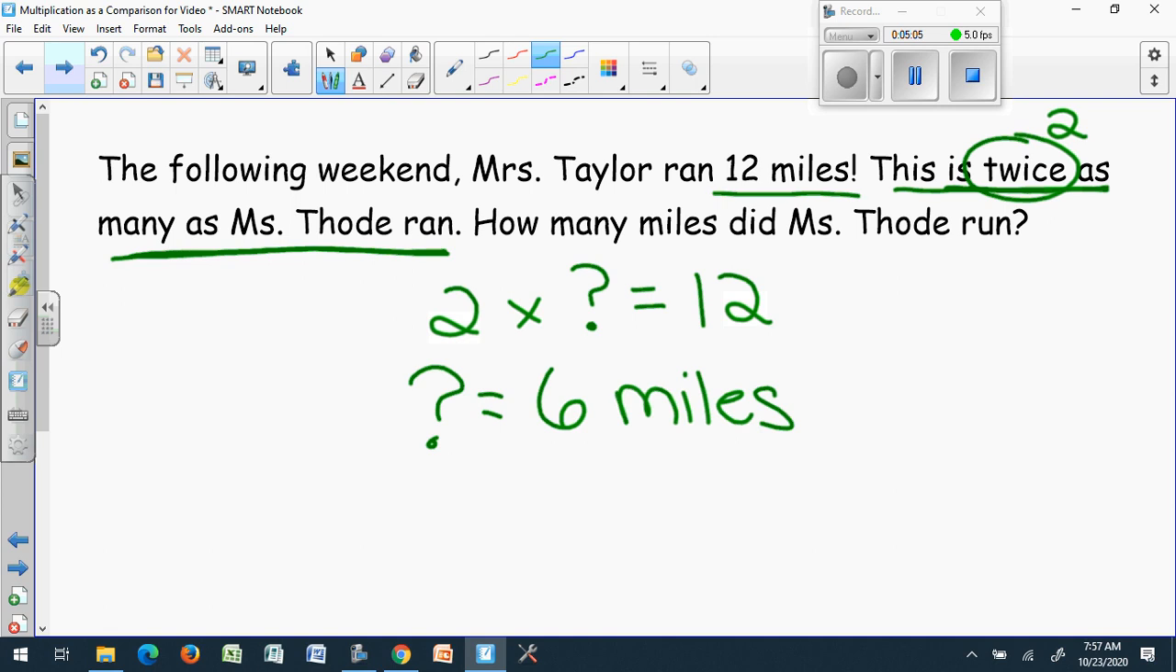Let's double check that. It's always important to double check a word problem to make sure it makes sense. So the following weekend, Mrs. Taylor ran 12 miles. This is twice as many as Miss Thode ran. Miss Thode ran 6 miles. 6 miles times 2 equals 12, and that is what Mrs. Taylor ran. So that does make sense.